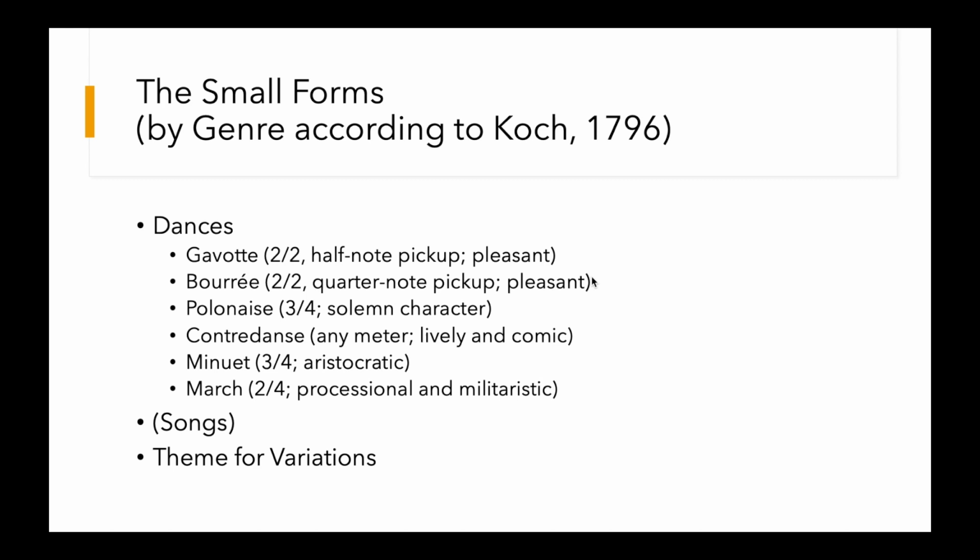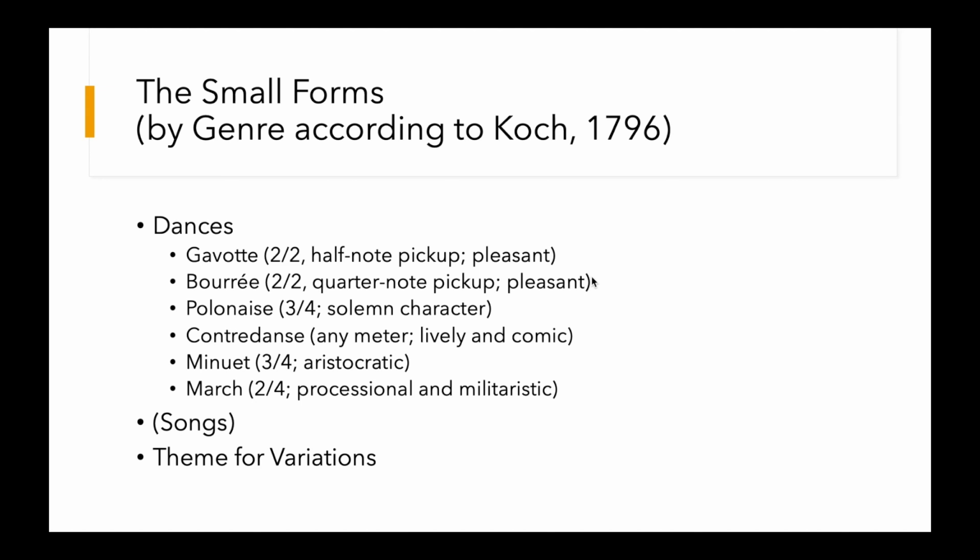He talks about all of these dances, all of which have different characteristics. You can almost think of the dances as little cartoons, okay? And the little characters are dancing around according to whatever style the dance piece is. So there's the gavotte, which is supposed to be a pleasant dance, and it's characterized by a half-note pickup to the measure. The bourrée is basically the same thing as the gavotte, but it has a quarter-note pickup instead of a half-note. The polonaise is in 3/4, and it's a very grave, solemn composition.